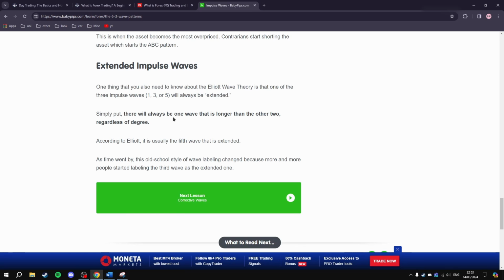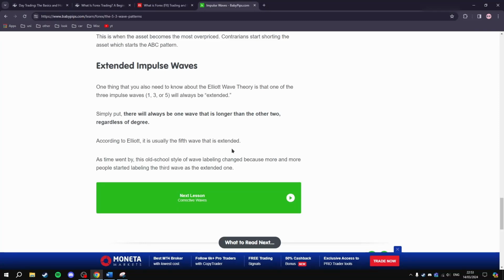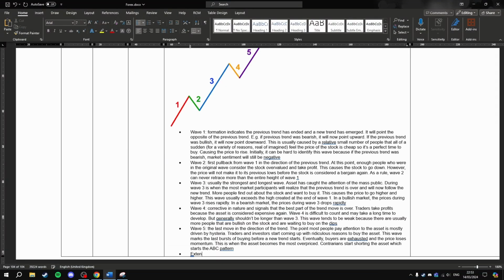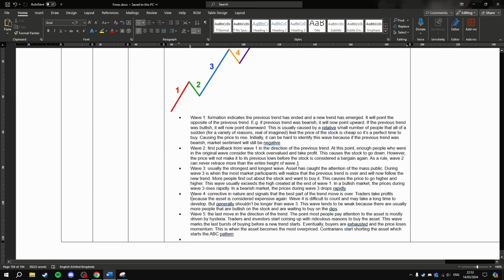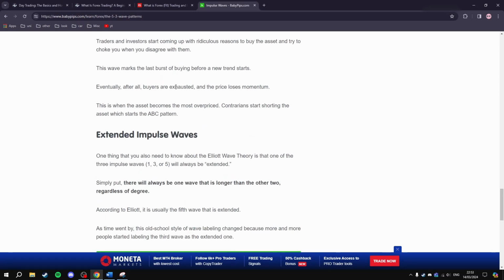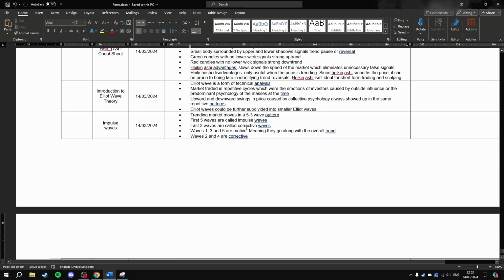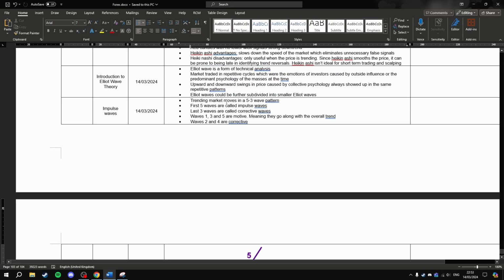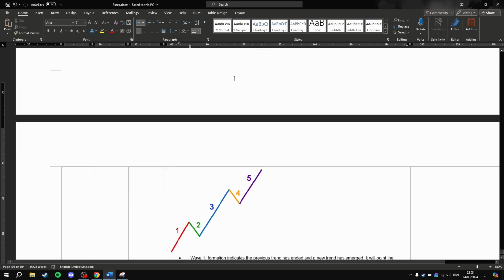Extended impulse waves. Oh, is that the 5 stages, all the 5 waves? Yep. First 5 waves, last 3 waves are the corrective.